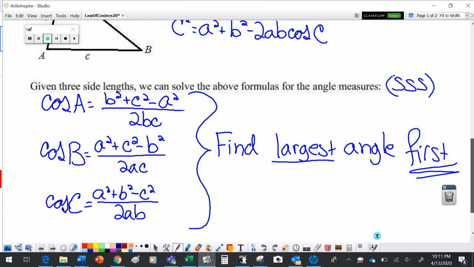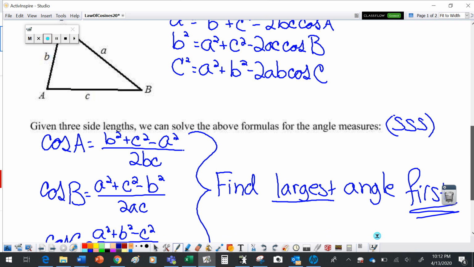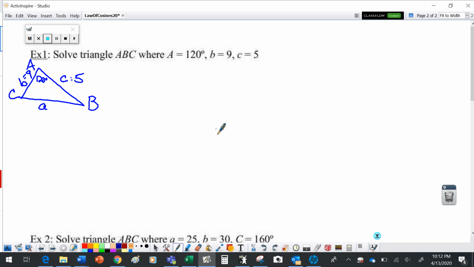Whichever one of these formulas you use, only use law of cosines once per triangle. Then shift over to law of sines for the rest of it. It's a much easier formula to use. Now let's take a look at an example where we have 2 sides and the included angle.